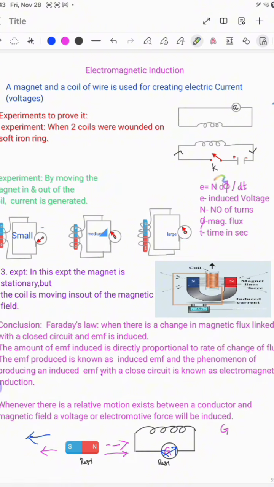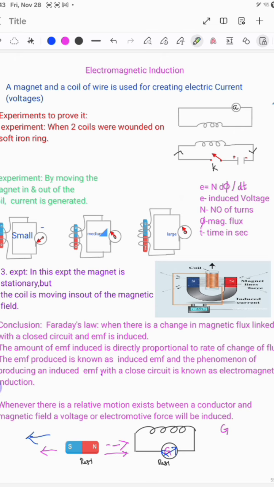It was defined by the formula E = N dΦ/dt, where E is the induced EMF, N is the number of turns in the coil, Φ is the magnetic flux produced, and t is the time in seconds. Okay, this is one set.